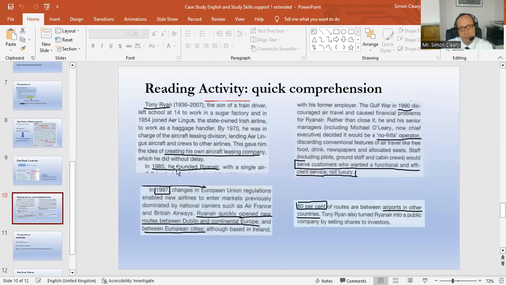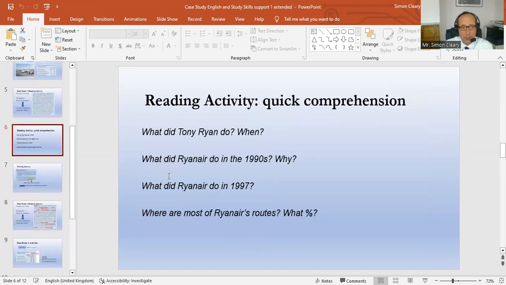Then the reading comprehension was very simple. It's just about finding out the name of the person who created the airline, when he founded it, what happened in the 1990s in terms of what his idea was in terms of developing this airline so that it became no frills, and no frills means that there is no luxury. It is a functional and efficient service. And then what happened during the 90s was the European Union allowed other airlines to enter the markets, meaning that there was a greater opportunity to open routes between cities in Europe. And then you had your data in terms of 80%. So those are the basic answers. That's where you can find the answers to the comprehension questions that we asked.